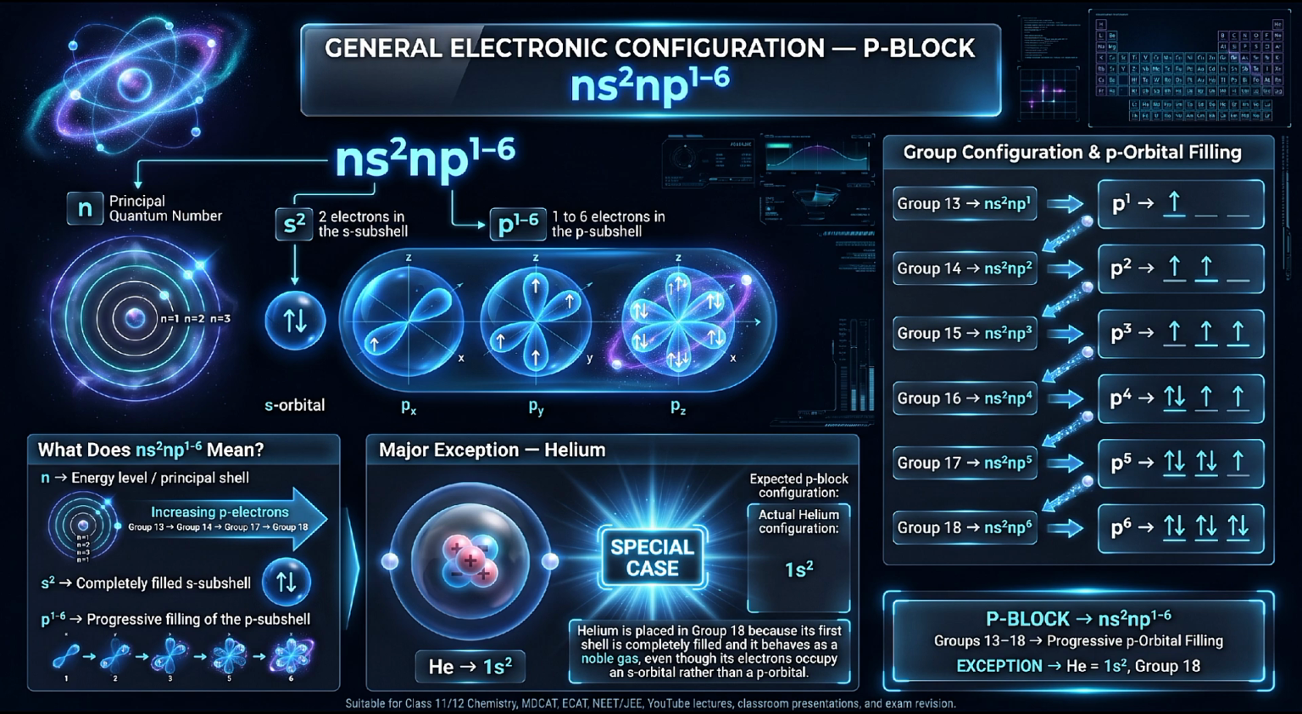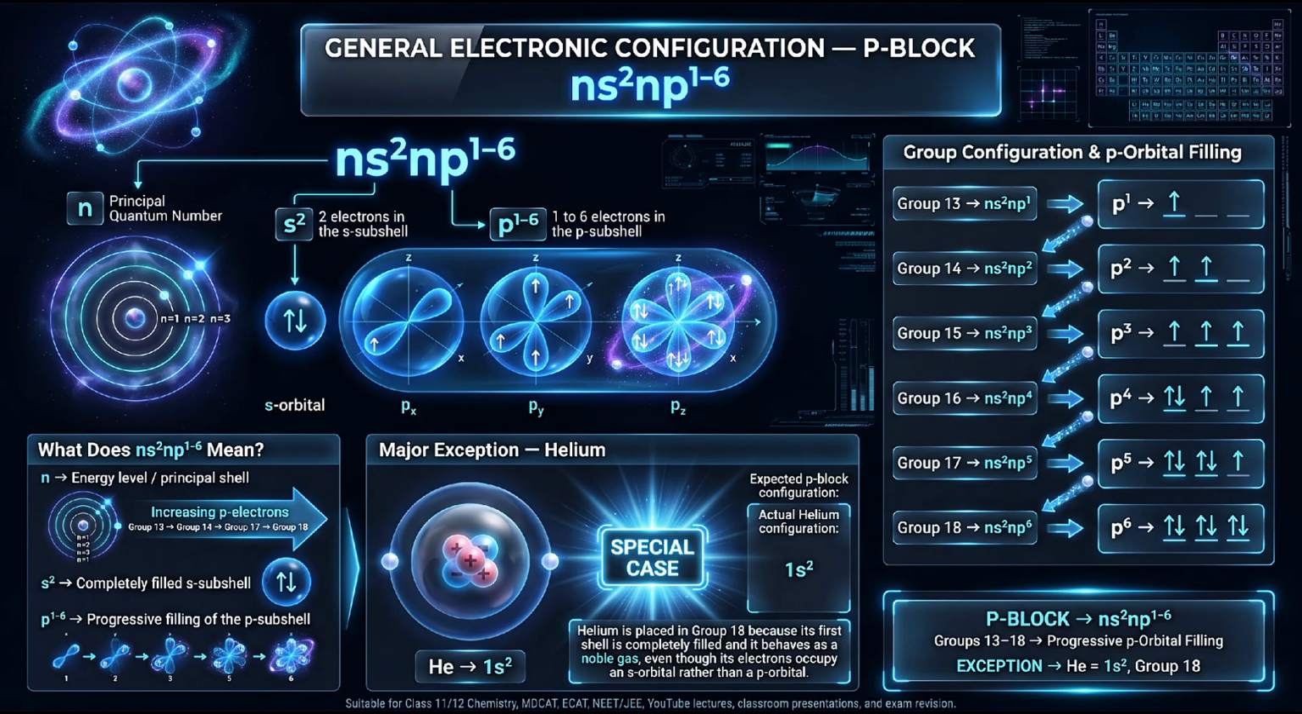p-block elements contains 2s and 2p-subshells. In the third period, n has a value of 3, so the configuration contains 3s and 3p-subshells. As we move down the periodic table, the value of n increases because a new principal shell is added.